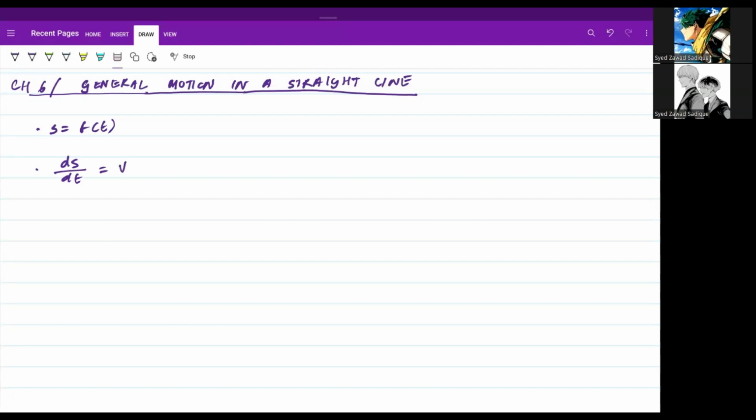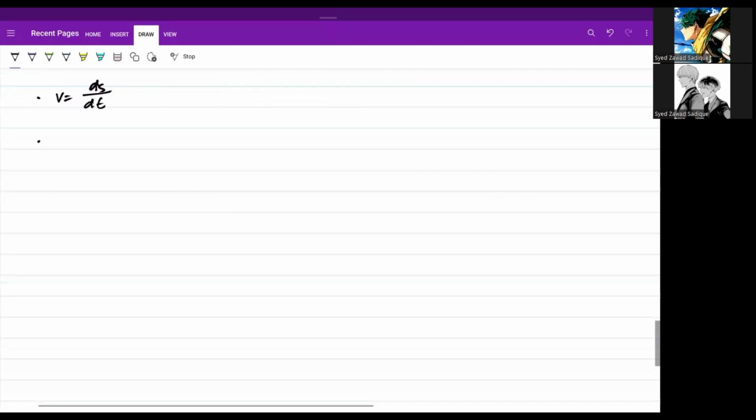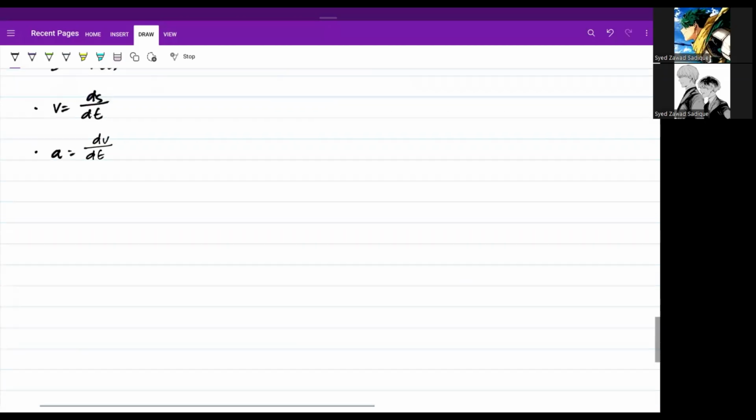So let S equal f(t). It's a function, right? So velocity will be ds by dt, the derivative of distance. Now, acceleration is dv by dt, the derivative of velocity.